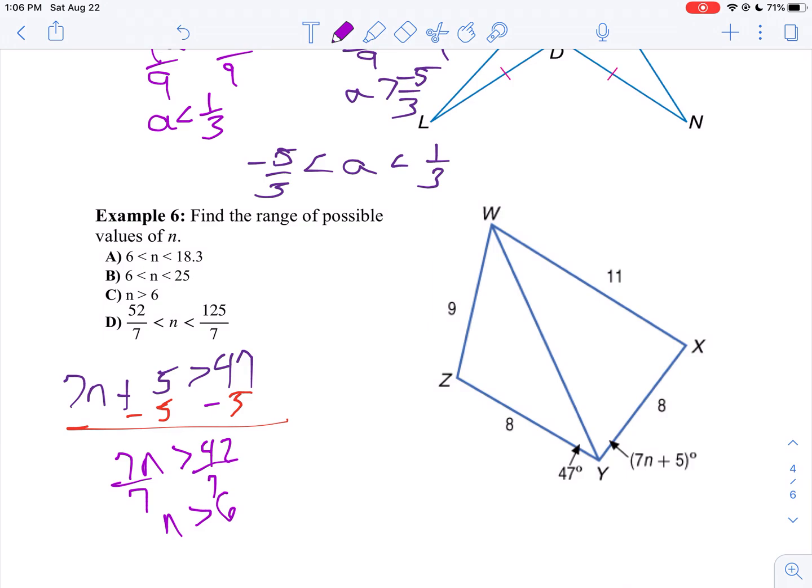You might think the answer is C. But remember, now what's the biggest an angle can be? We've done the smallest, but we haven't done the biggest. So the biggest an angle can be in a triangle is 180 degrees. So we know 7n plus 5 has to be less than 180. We don't have to worry about 0 because n has to be bigger than 6. So now let's subtract 5 from both sides.